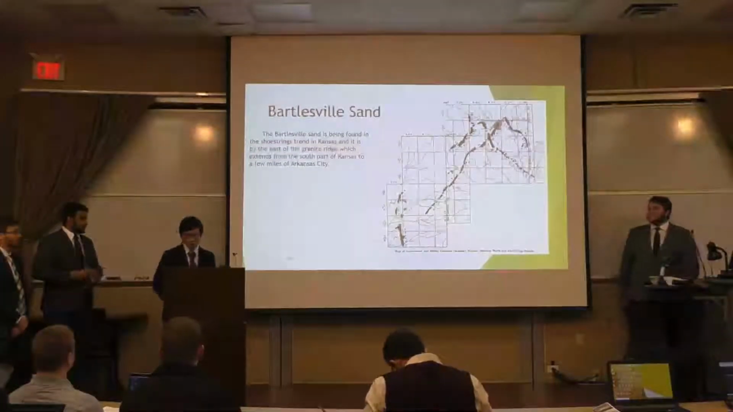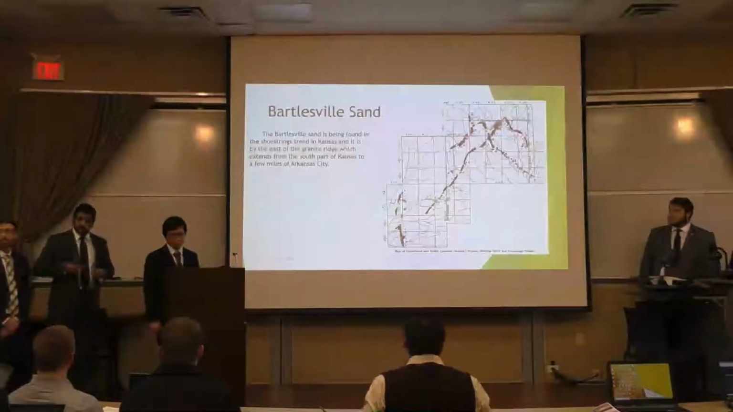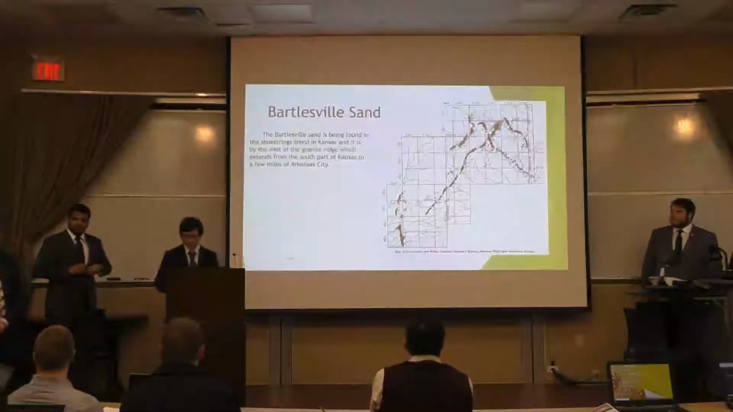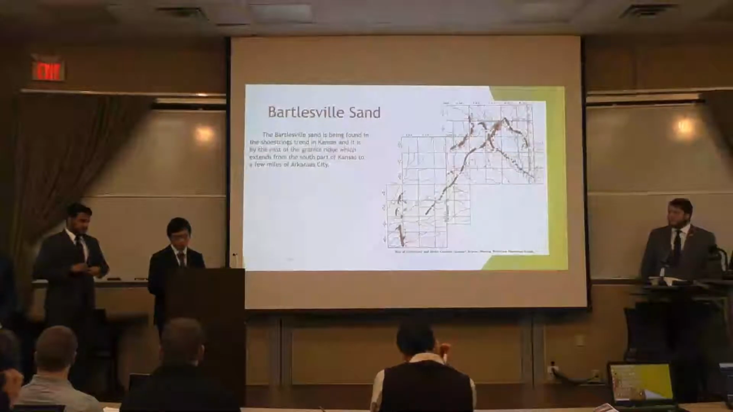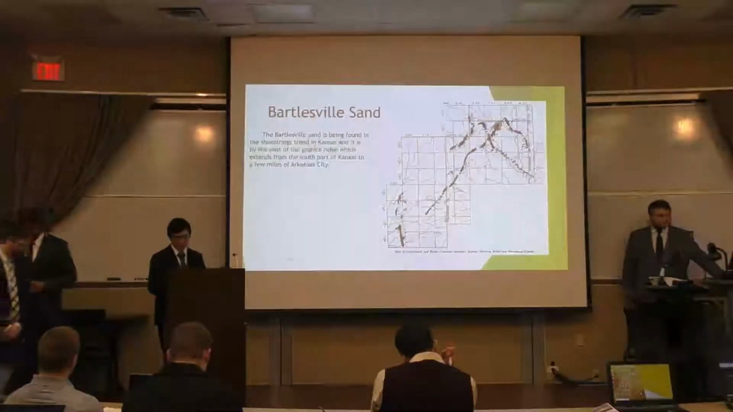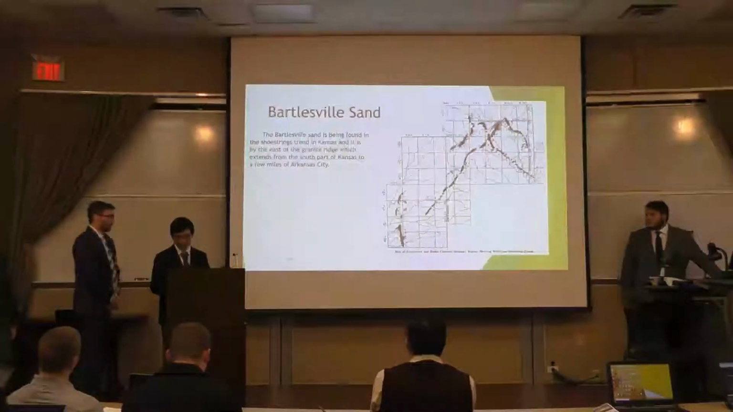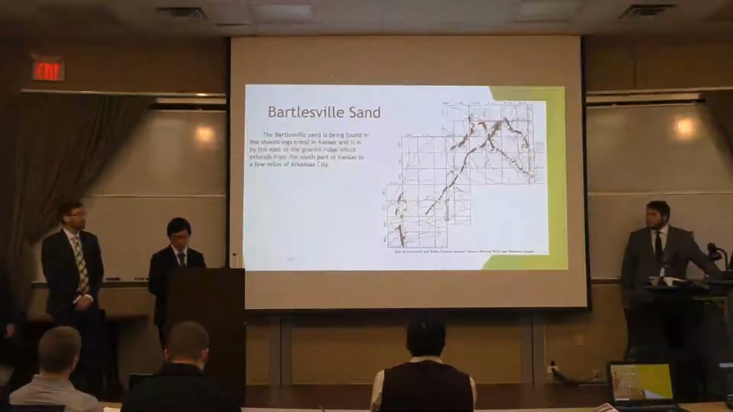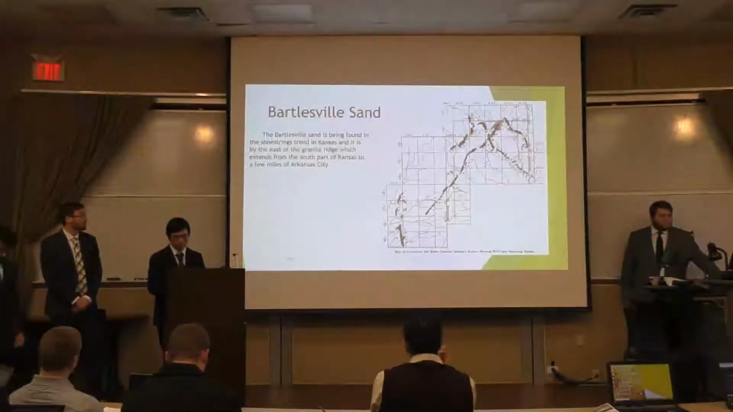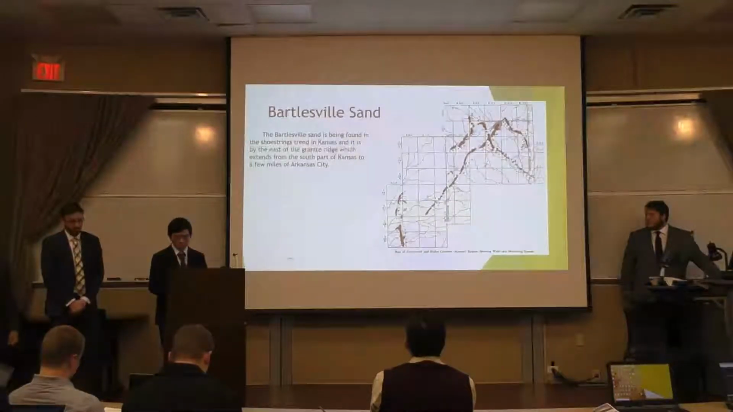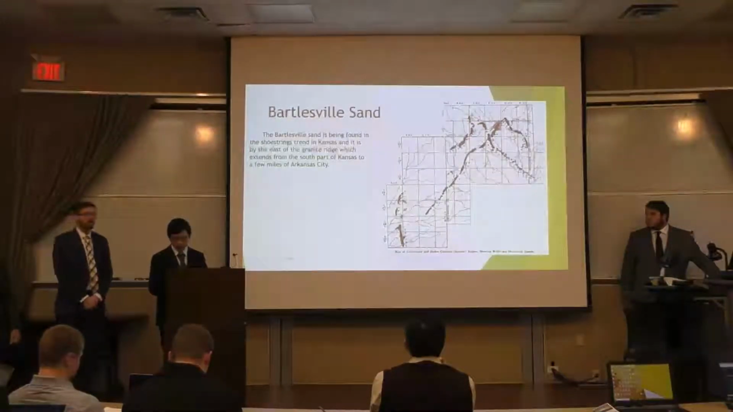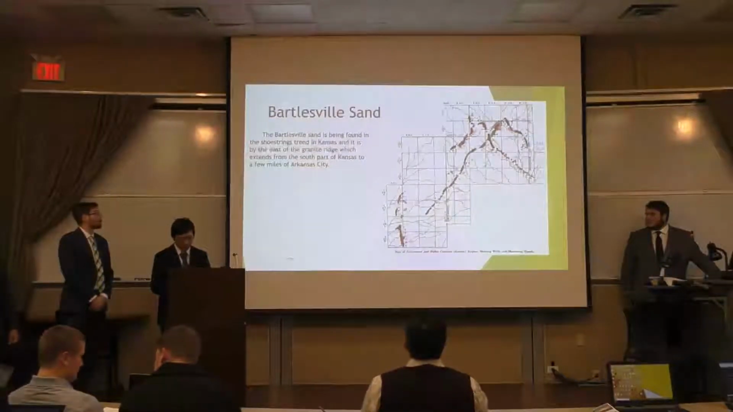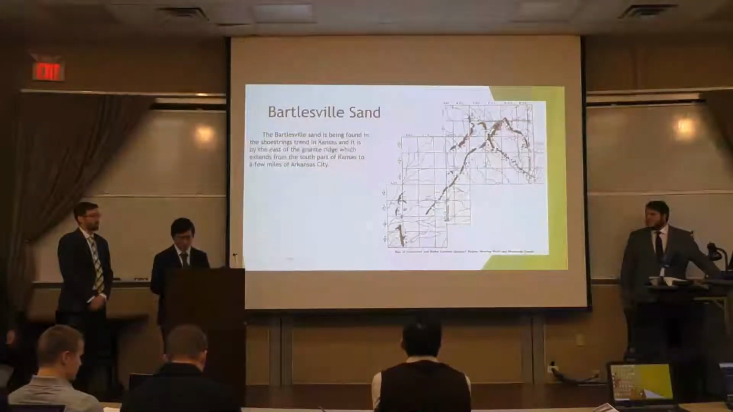The Bartlesville sand is found in the shoestring trend in Kansas, east of the Granite Ridge, which extends from the south part of Kansas, a few miles from Arkansas City. There are about 30,000 acres under production in this area, and approximately 120 million barrels of oil were produced in the 10 years before 1934. The daily production in this area is close to 30,000 barrels.